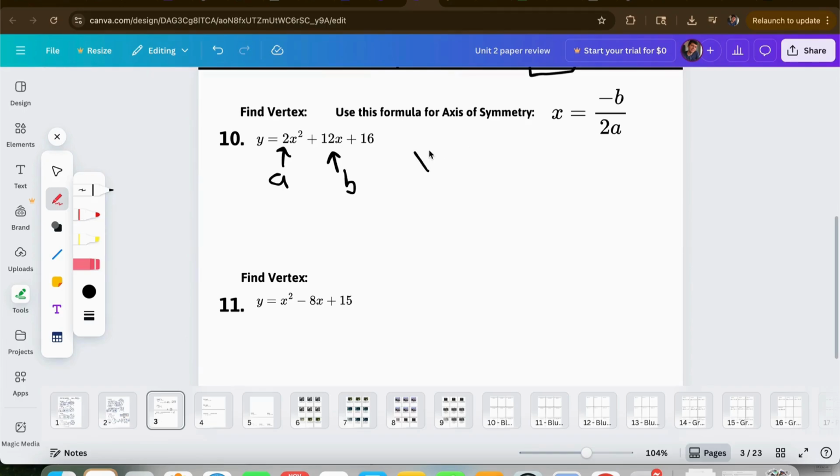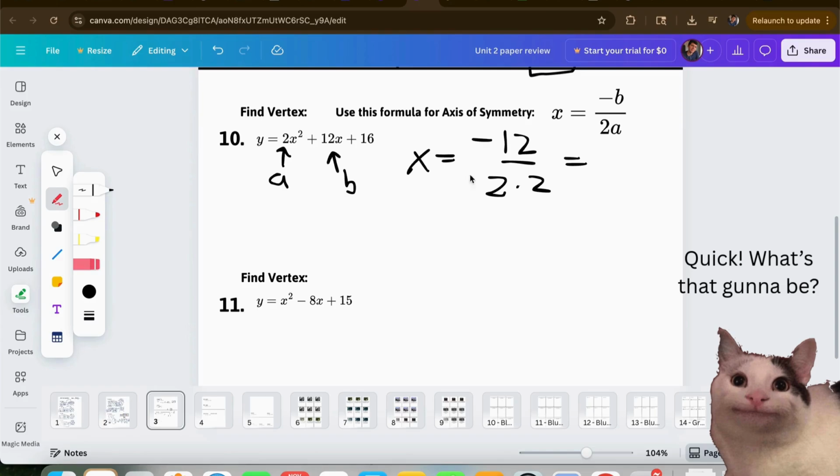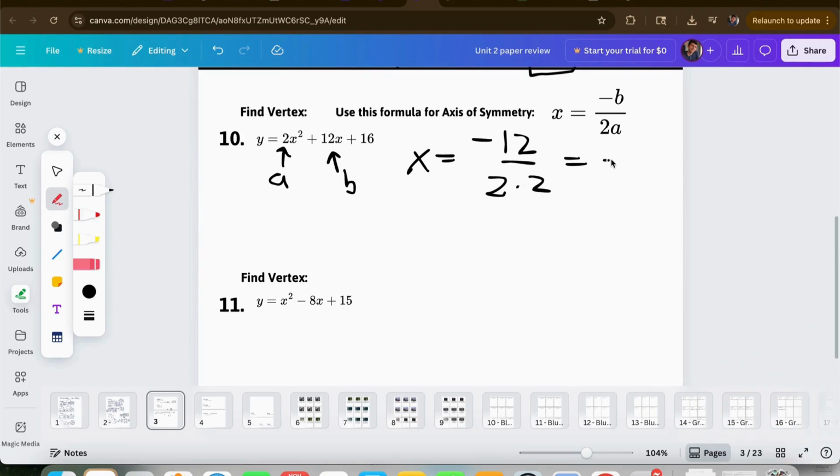So the formula goes x equals negative, so it's the opposite sign of whatever the B is, so negative 12 over 2, that's just this 2, times the A, which is also 2, so over 2 times 2. So we can compute what this is. Negative 12 over 2 times 2, that's negative 12 over 4, which is negative 3.